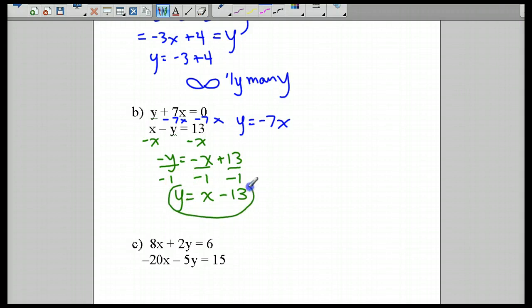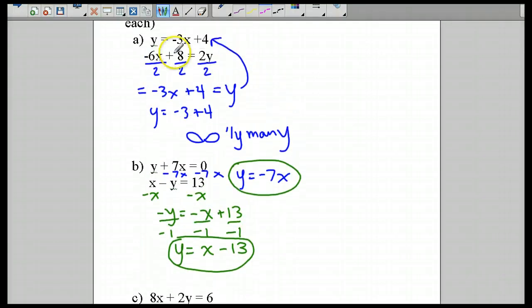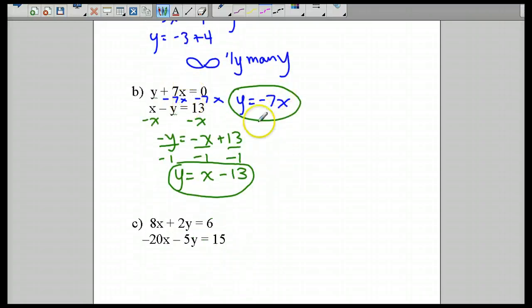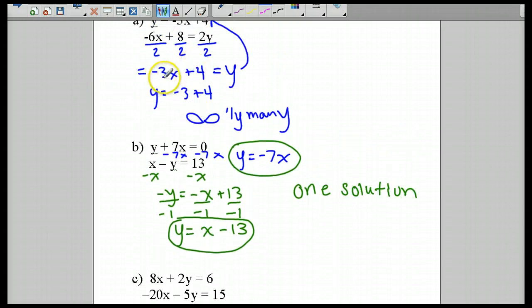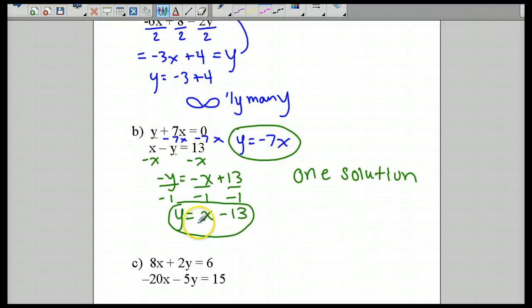So now we're comparing this equation here with this equation here. Well, how do we know if it has one solution, no solution, or infinitely many? Well, this one up here had infinitely many because it was the same exact equation. This one here we know has one solution because it has different slopes and different y-intercepts. Up here it had the same slope of negative 3, same y-intercept of 4. This one here has a slope of negative 7 and a slope of 1. This one has no y-intercept, or 0 as the y-intercept. This one has negative 13. So we know this one has one solution.